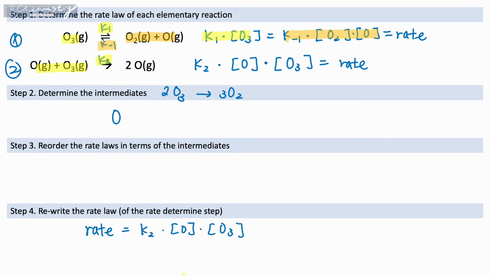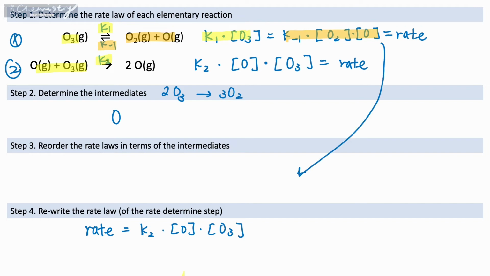And we can see that inside the rate law, we have 2 concentrations. One of them, O3, is part of the overall reaction, so it's a concentration that we can track. But O, the molecular O, is an intermediate, so its concentration we cannot track, and that's why we have to try to express it in an alternative way. So we have to take a look at reaction 1 and see how we can express this in terms of O.